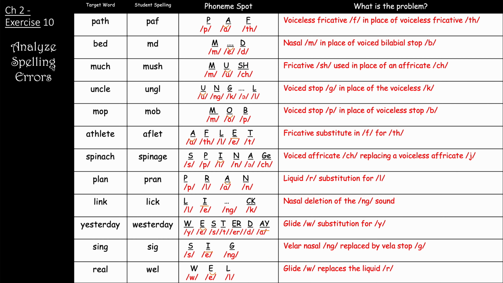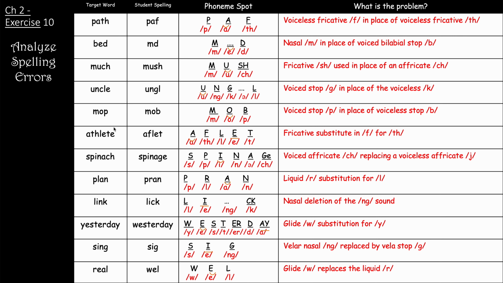Now, taking a look at our spelling errors in exercise 10. If the target word was path and the student spelled PAF, they're using a voiceless fricative for a voiceless fricative th. Now, these are both fricatives, so their manner of articulation has been confused. These are made in two different places. Take a look at those more in depth. I'll do a couple more, but then if you have questions about what that means and where the intervention can occur, please talk to me about this. This can be part of our conversations when we meet for coaching time.